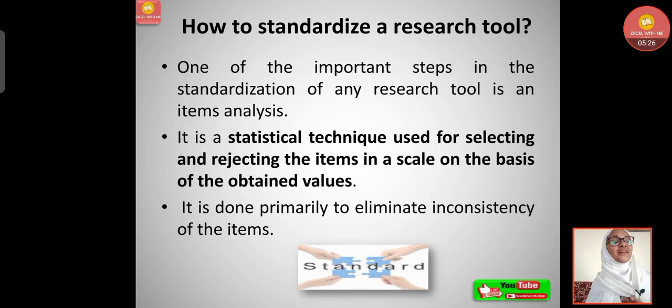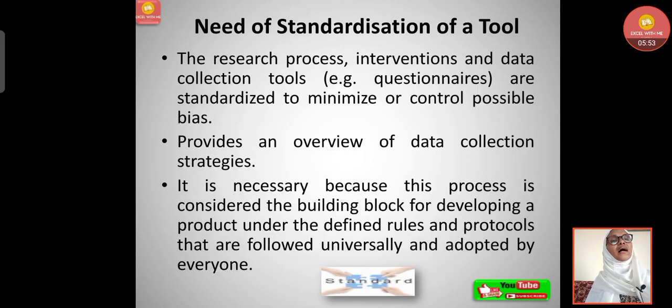Then how to standardize a research tool now? One of the important steps in the standardization of any research tool is item analysis. Whatever questions or items are selected, analysis is very important. It is a statistical technique used for selecting and rejecting the items in a scale on the basis of the obtained values. Now it is done primarily to eliminate inconsistency of the items.